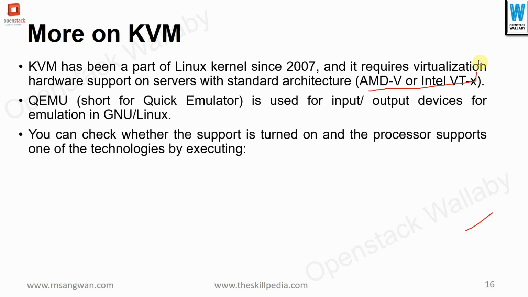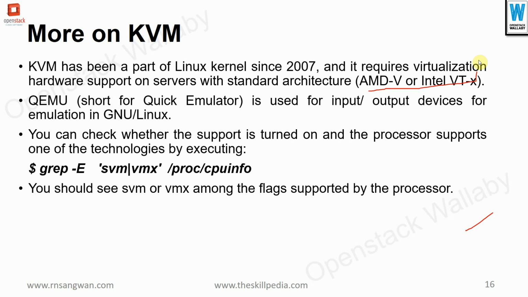You can check whether the support is turned on and the processor supports one of the technologies by executing this simple command. The command is grep -E svm or vmx /proc/cpuinfo in your Linux machine. You should see svm or vmx among the flags supported by the processor.